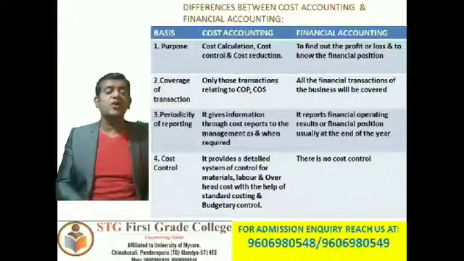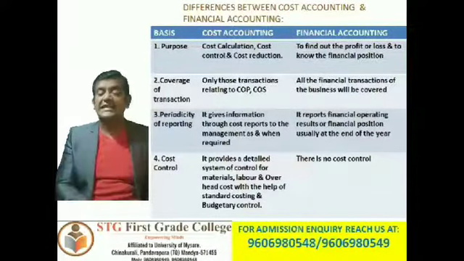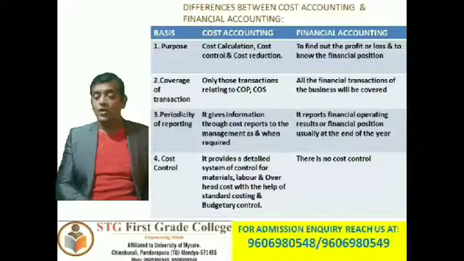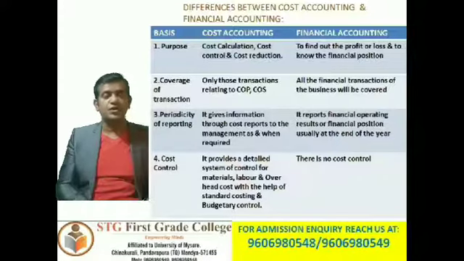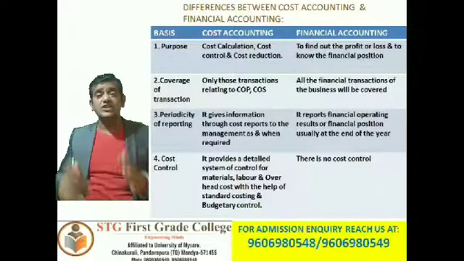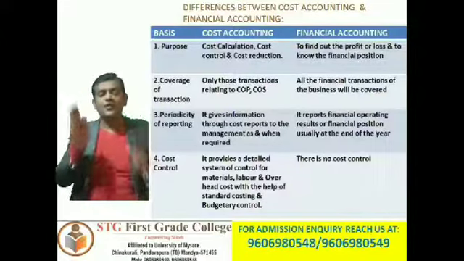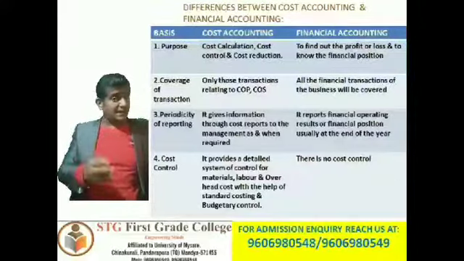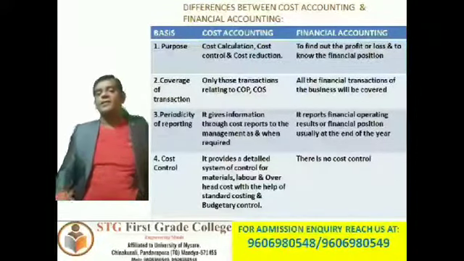So next is cost control. What is this cost control? It provides a detailed system of control for materials, labor and overhead cost with the help of standard costing or budgetary control. See, whenever we start a production, we'll have a standard, so we'll have a budget. We always compare the actual with the budget. With this comparison activity, we can have a control over materials.